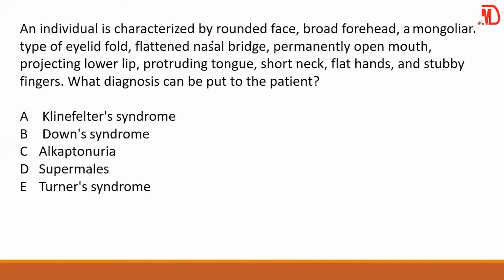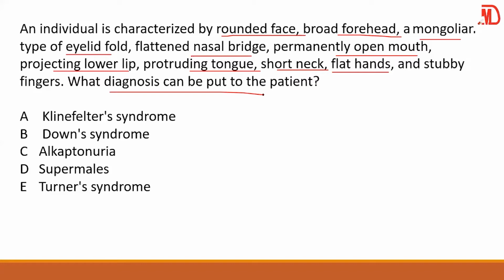An individual is characterized by a round face, broad forehead, a Mongolian type of eyelid fold, flattened nasal bridge, permanently open mouth, projecting lower lip, protruding tongue, short neck, flat hands, and so on. What are you thinking about? Definitely this person is suffering from Down syndrome. These symptoms are typical for Down syndrome.